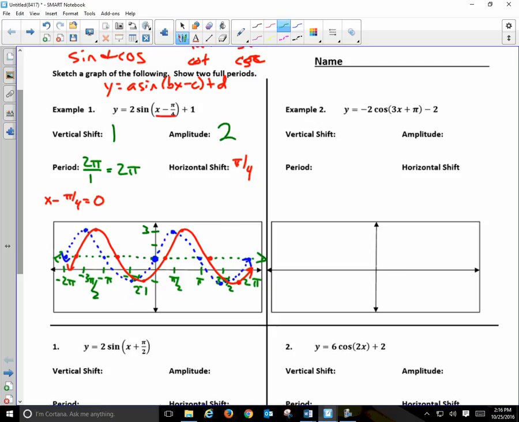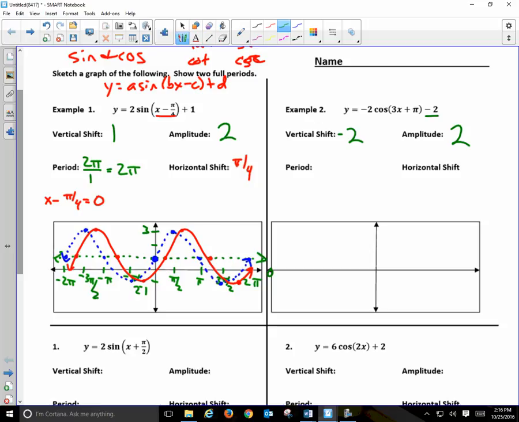Vertical shift. -2. Amplitude. 2. Amplitude is always positive. We always say it's positive, okay? Even if you have negative, you just absolute value, make it positive. So if my vertical shift is -2 and I go up to, what's my maximum height? 0.